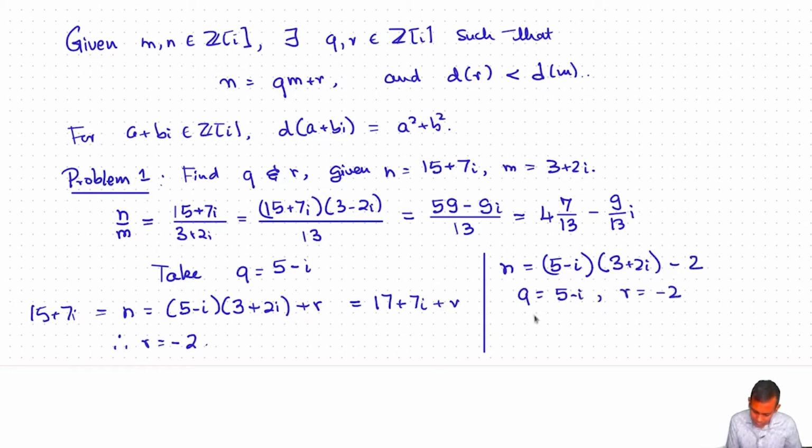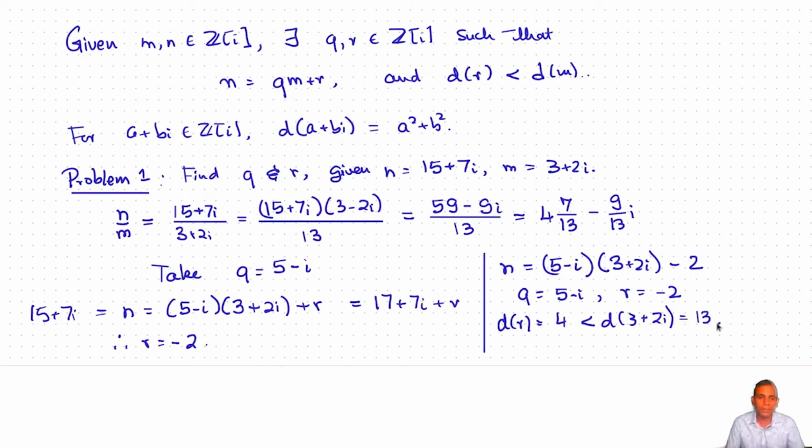And indeed we see that the size of r is 4, which is less than the size of 3 plus 2i, which we saw was 13. Now let's see why this always works.